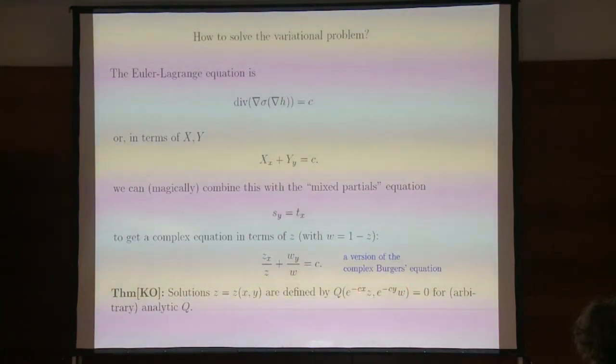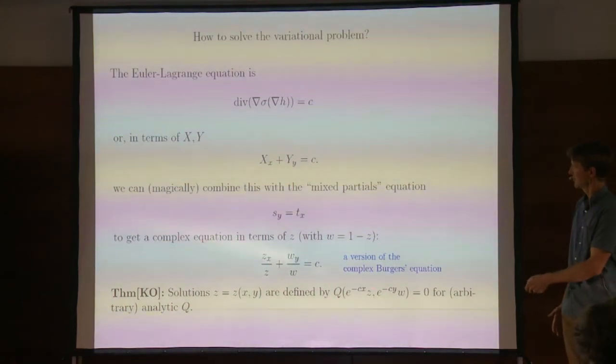Here c is a constant. Think of c as a very small constant. w is 1 minus z. So this is an equation for the complex variable z as a function of x and y. And every solution arises from something of this form.